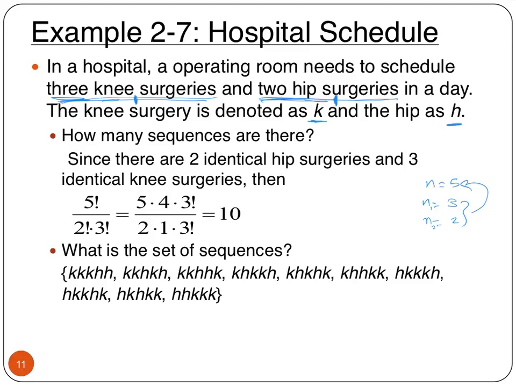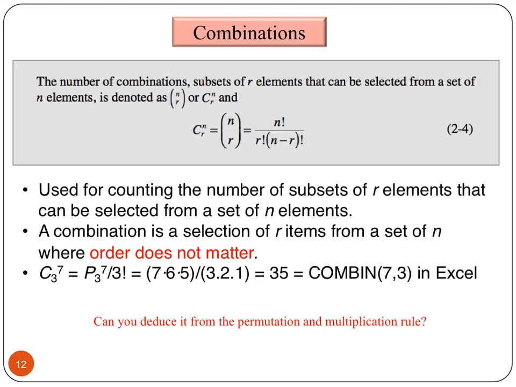Now, how many possible ways? The rule says the factorial of n divided by the factorial of n1 times the factorial of n2, which is what you see here. If you expand those factorials, you should get a total number of 10. Here it shows you those possible outcomes: KKKHH, KKHKH, and so on. This just lists the possible outcomes; you can do them exhaustively as shown here.